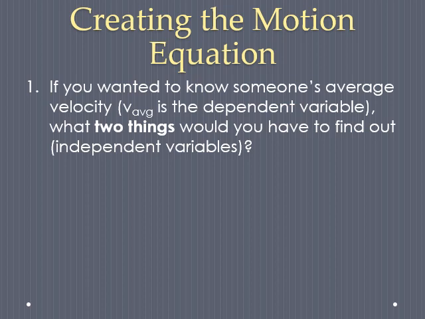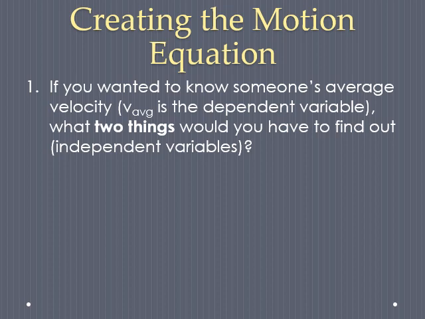So the first question is, if you wanted to know someone's average velocity, you wanted to know how fast someone or something was going, what two other things would you have to find out or measure in order to know this? If you think back to the definition of velocity, it's how many meters an object is traveling every second. That should tell you a hint about what we're looking for.